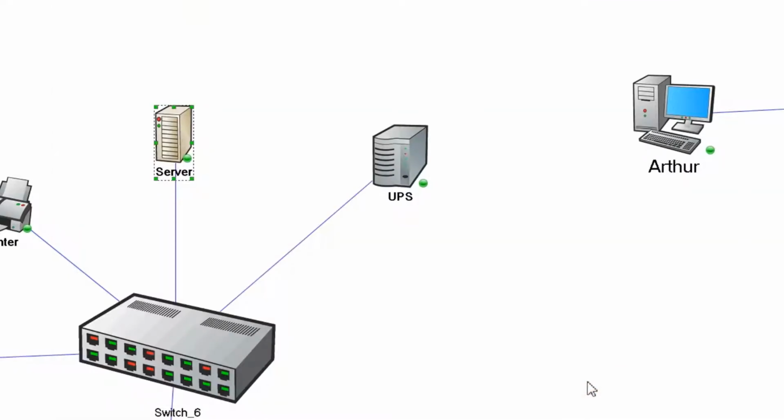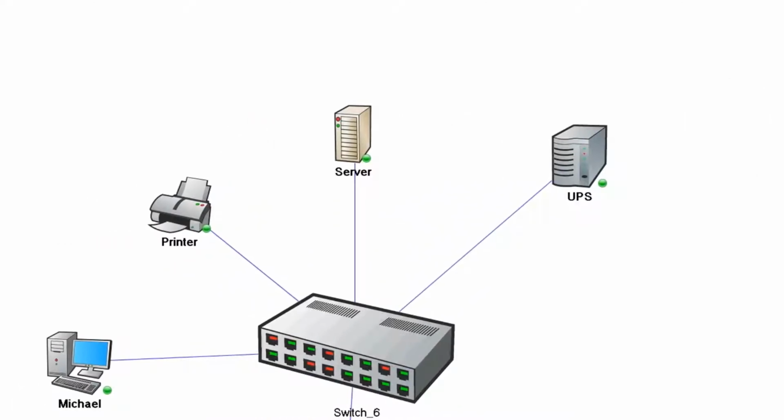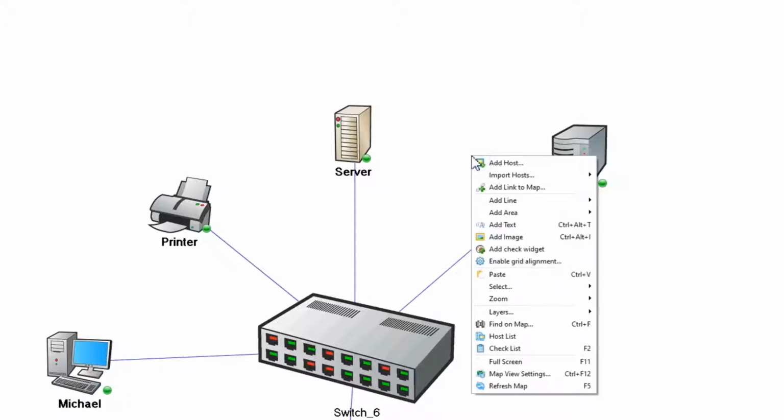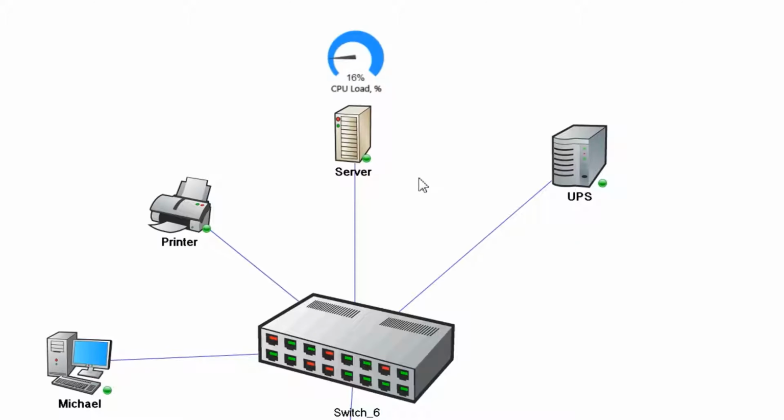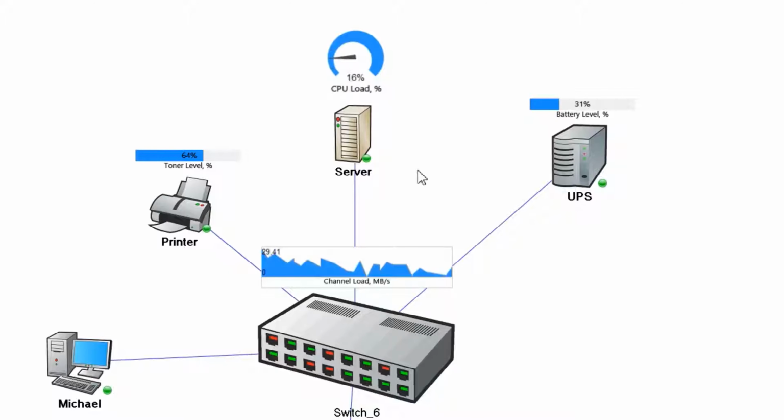To see the result of the check directly on the map, you can add a graphic indicator. To add an indicator, right-click on an empty space on the map and select Add Indicator. Indicators can display any parameters of any device based on the monitoring checks being executed. For example, this can be the toner level in a printer, the battery charge in a UPS, or the channel load in a managed switch.